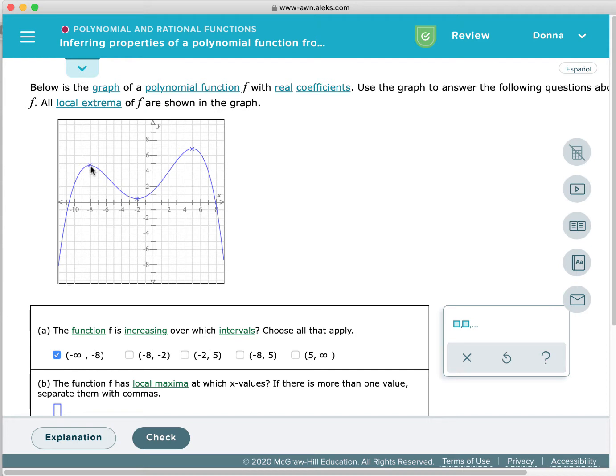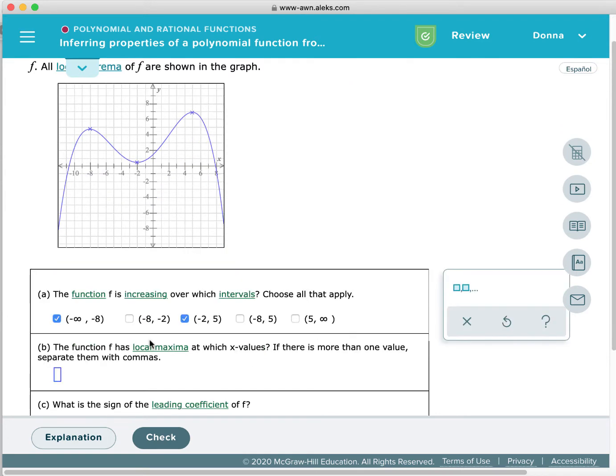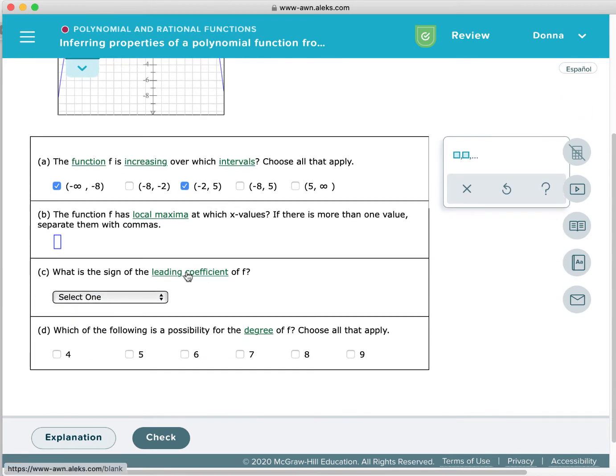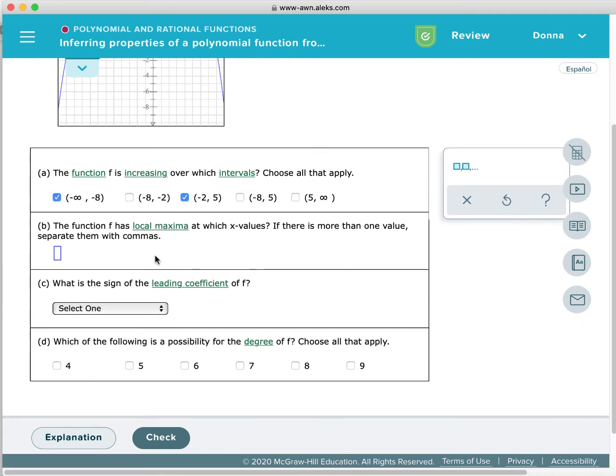And then again, we're going down from x equal to -8 to x equal to -2, and then we're going back up again from x equal to -2 to this x value of 5. So we'll select that interval. And then we're going back down afterwards. So those are the intervals where it's increasing. Sometimes the question may ask where it's decreasing, not where it's increasing, so you want to be sure to pay close attention to the terminology. And then I ask where it has a local maximum, at which values.